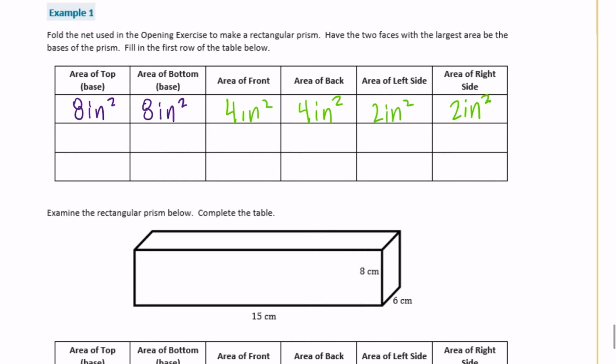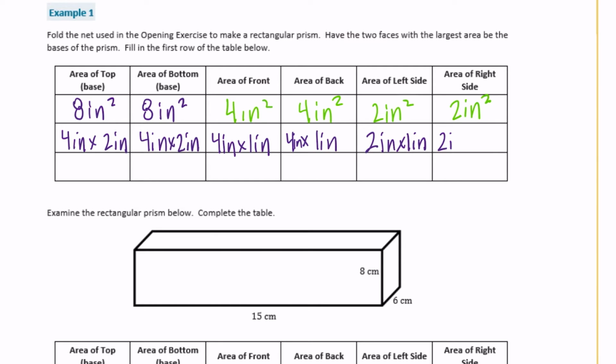Now what I'm going to do is fill in the equations we use to get to that part. So what we did to get 8 inches squared, that was 4 inches by 2 inches, as was the area of the base. The area of the front was 4 inches by 1 inch. And then the area of the left side was 2 inches by 1 inch, and same with the right side.